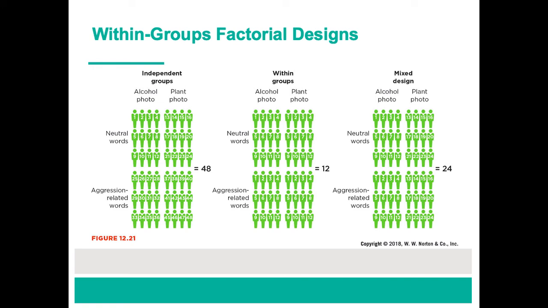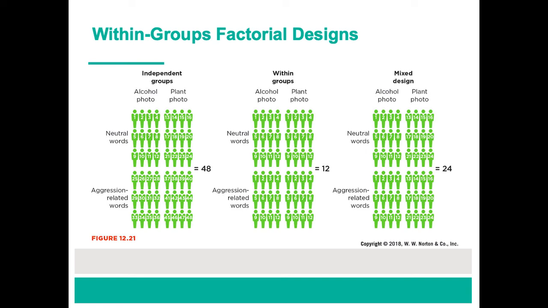So in the last one, you see it's mixed because some people get multiple levels of the IV and some people only get one level of the IV, right? So the 1 through 12 there, all those people are experiencing, I think, the alcohol with the neutral words and the alcohol with the aggression-related words, right? And then the 13 through 24 are getting only the plant with the neutral words and the aggression-related words, right?